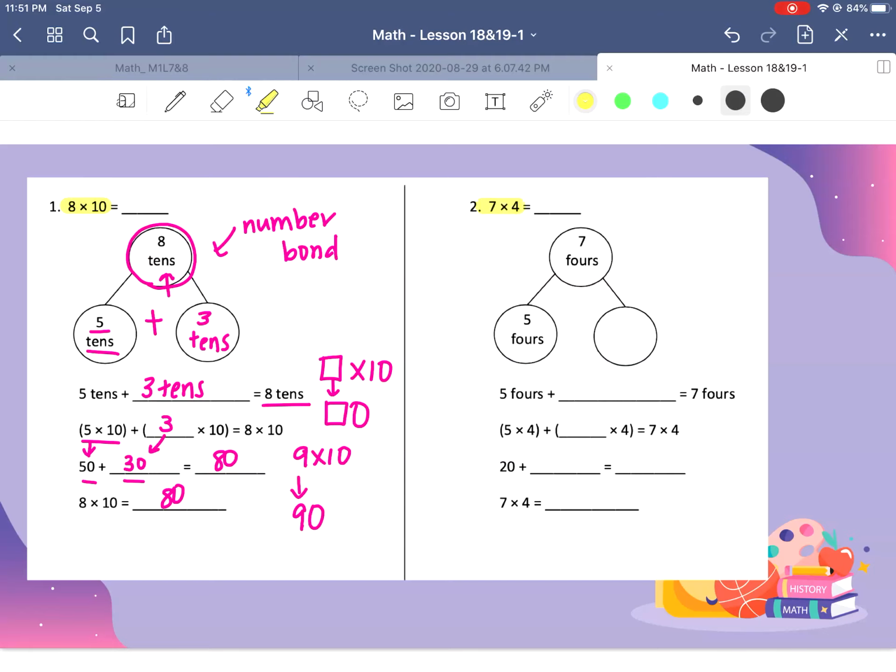This number bond is asking me to find what 7 times 4 is. And I know 7 times 4 can be split into 5 fours and 2 fours. So once again, 7 is the sum of these 2 bubbles. So 5 fours plus 2 fours. 5 times 4 is 20. 2 times 4 is 8. When we add these, we get 28. So 7 times 4 is 28. So that's how we do multiplication using number bonds.